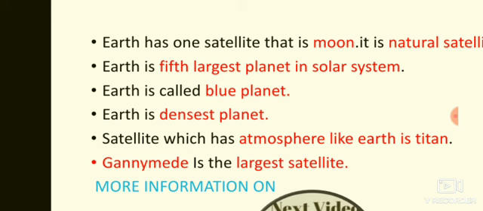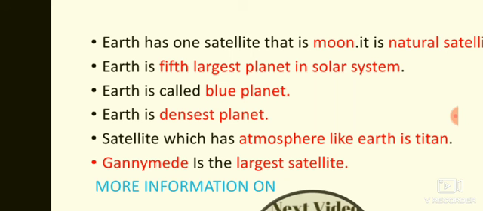Earth is the fifth largest planet in the solar system. Earth is called the blue planet because Earth contains a large amount of water bodies. If Earth is viewed from a distance, then Earth looks totally blue because of its larger percentage of water bodies. Earth is the densest planet.